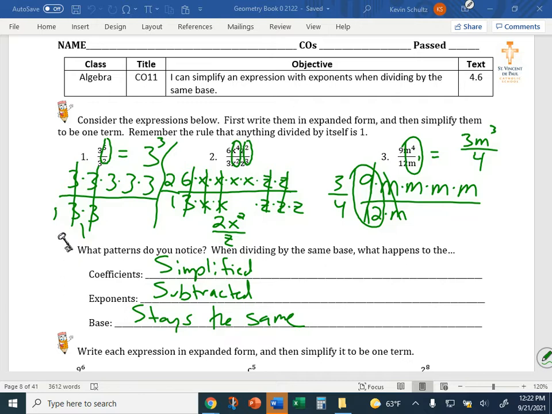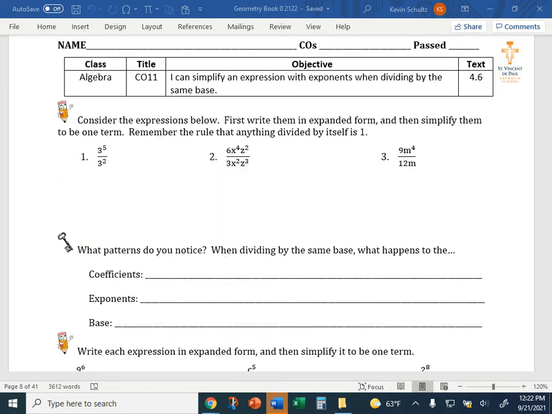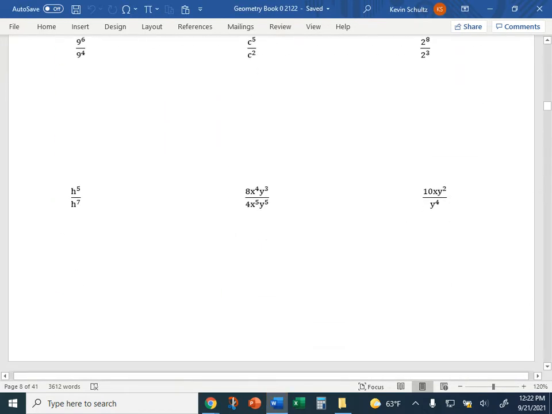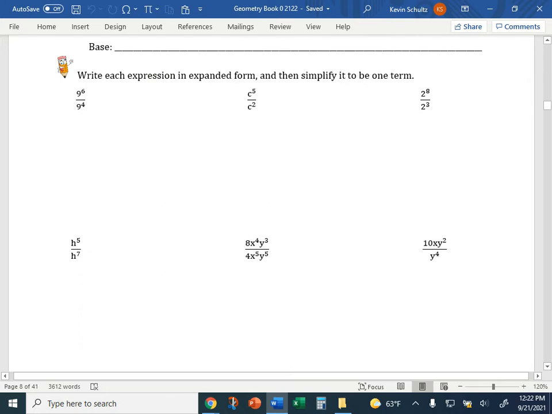All right, questions on this? Okay, let's do some more practice. Says write each expression in expanded form and then simplify it to be one term. So the first page, I would like you to do it in expanded form first. The second page, you can use the shortcut. Okay. 9 to the 6th over 9 to the 4th.